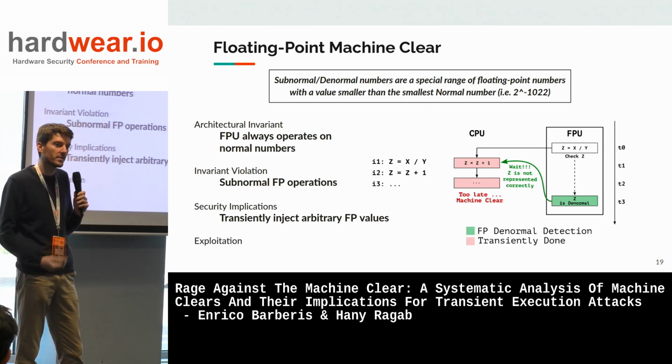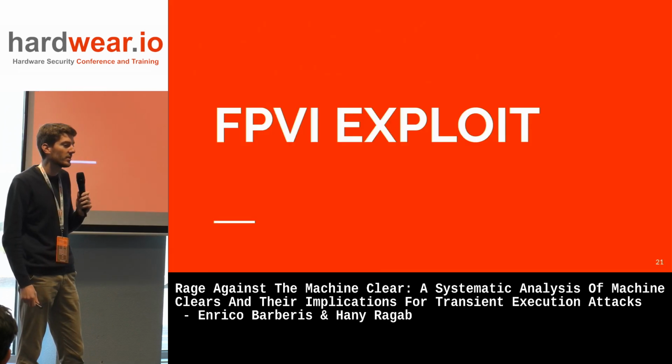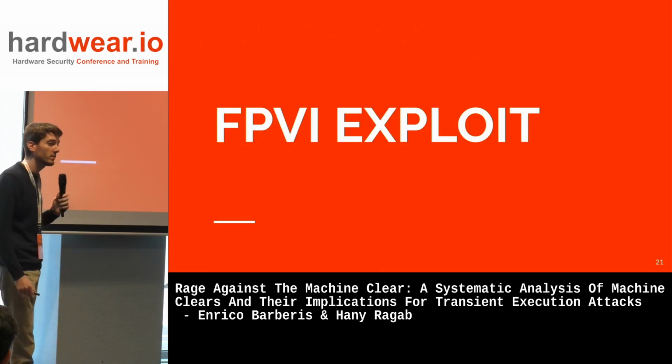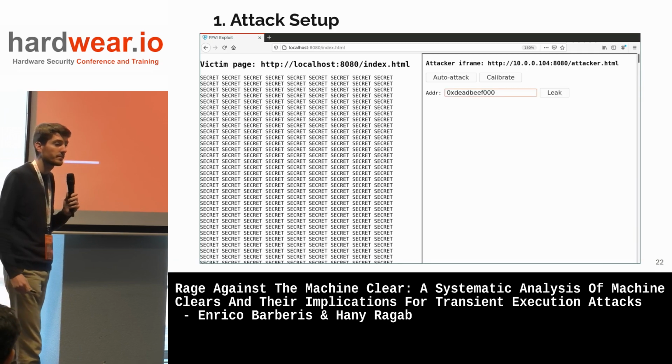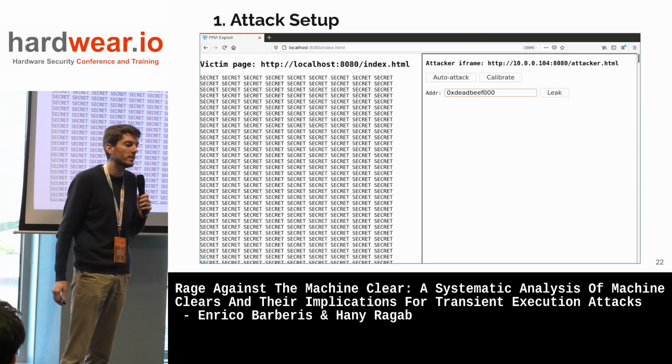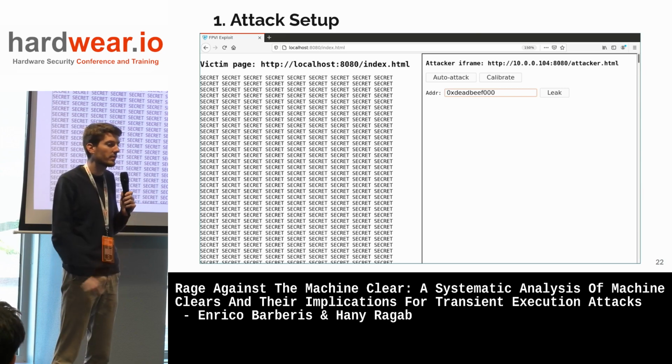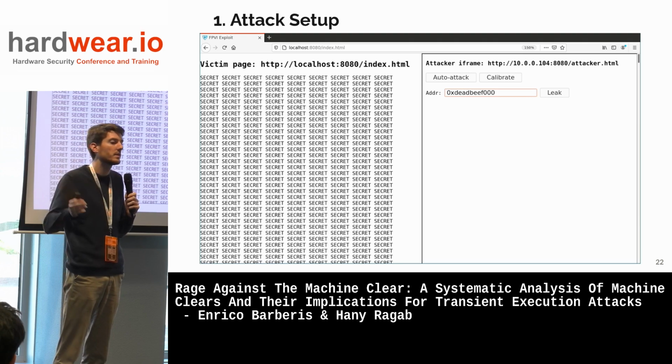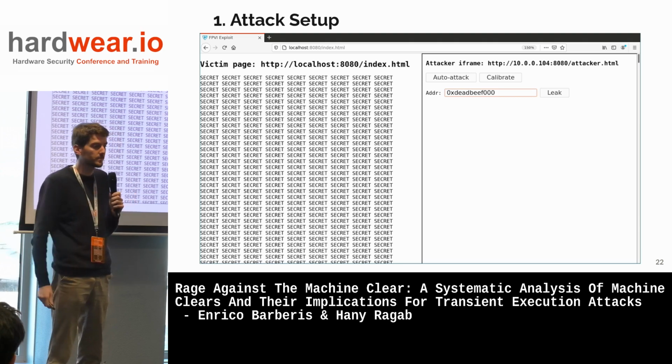And how can we exploit this? Here we managed to build an end-to-end exploit on Firefox. We start by showing just the setup of the attack. On the left, we have the victim page on a different origin compared to an attacker iframe. So suppose that the right part is an advertisement, something like that.